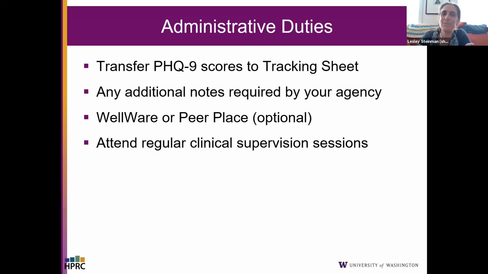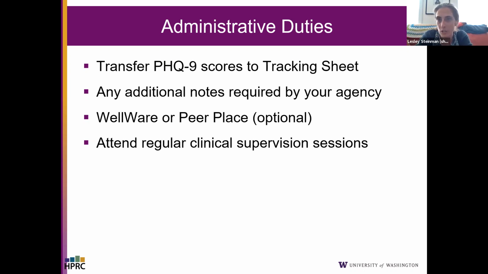I think the other thing to remind people, because evidence-based programs and lots of supports and services can be kind of cumbersome, is to remind your trainees that there are some administrative duties to doing this work. Your agency may require more or less of these, but in general, you need to keep track of their PHQ-9. We have a tracking sheet that we recommend, but you can track it elsewhere. Maybe you need to keep case notes. Maybe you need to keep other things about what happened during each session. We'll talk about data management.